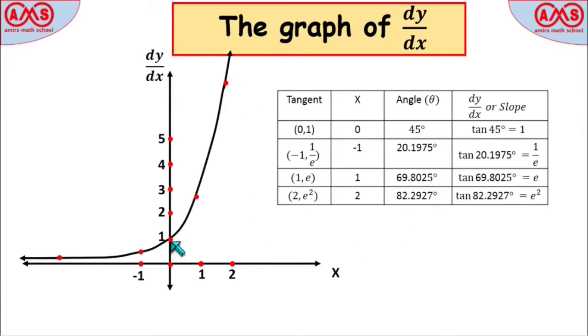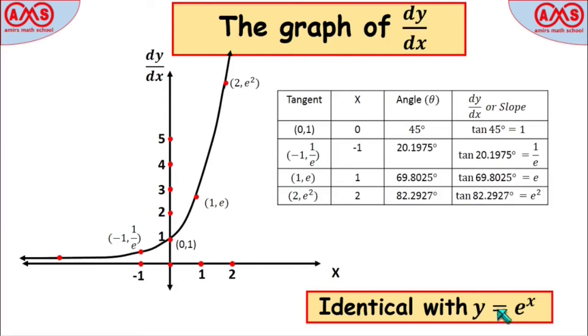So for x equal to 0, we get the value of dy by dx is 1, so this point is (0, 1). For x equal to minus 1, we get the value of dy by dx, that is 1 by e, that is (minus 1, 1 by e). So at this point, that is x equal to 2, the value of dy by dx is e squared. So we get this point, that is (2, e squared). So all these points, that is (minus 1, 1 by e), (0, 1), (1, e), and (2, e squared), is identical with y equal to e to the power x.